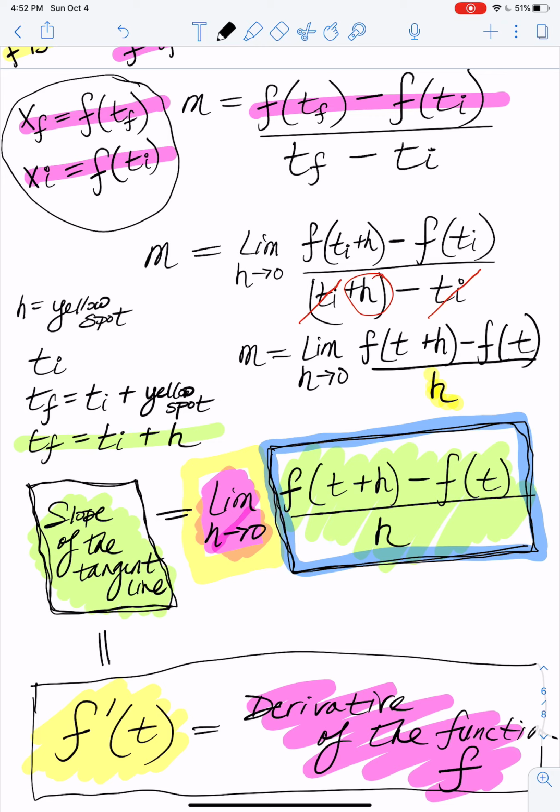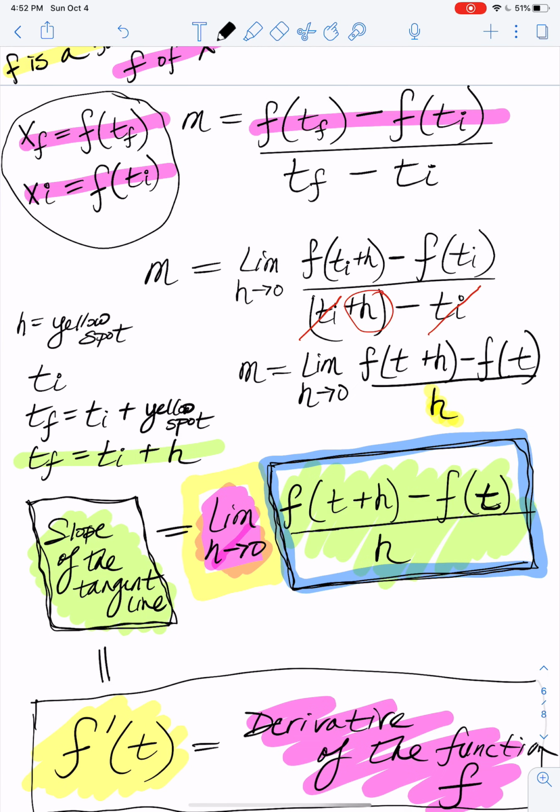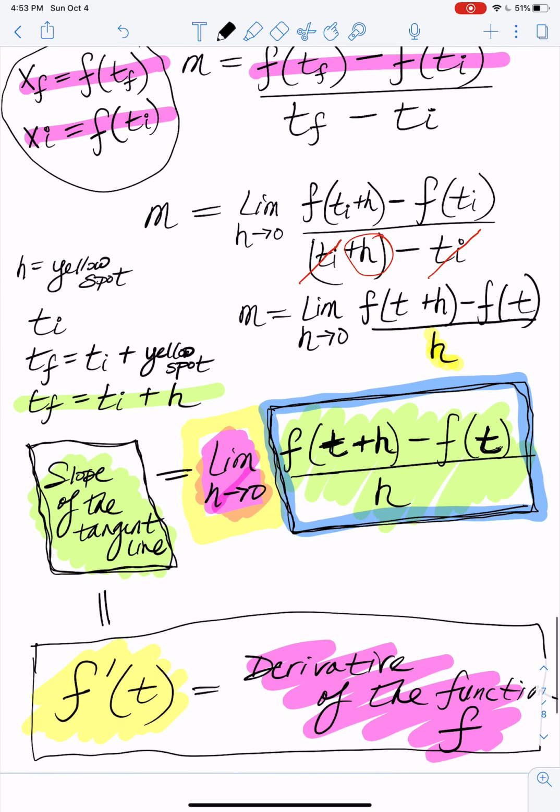And so the line operated on the initial time, which we just called t. And the line operated on the initial time plus that yellow dot, which we called h, and we took that as the slope. And said that as h approaches 0, as the limit as h approaches 0, the slope formula, this f of t plus h minus f of t over h, approaches the slope of the tangent line.